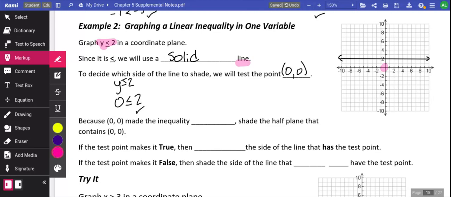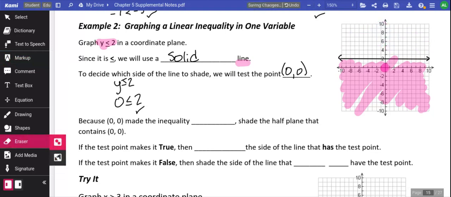Do we see how this works? We're always going to test 0, 0, unless the line goes through 0, 0. Then whatever side of the line has 0, 0 is either going to be true or false. Since this one is true, we're going to shade in this part of my line that includes 0, 0. If it had been false, I would have shaded this side of my line, but it was true. So you're thinking, what side of my line includes that 0, 0 point? And obviously I didn't mean to go over the line on that one little bit, but I can't really erase it.